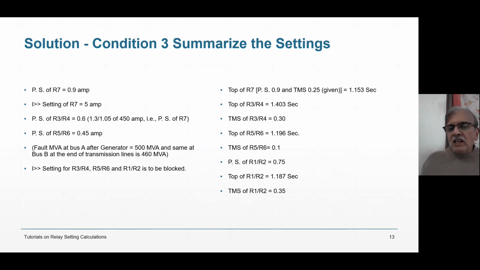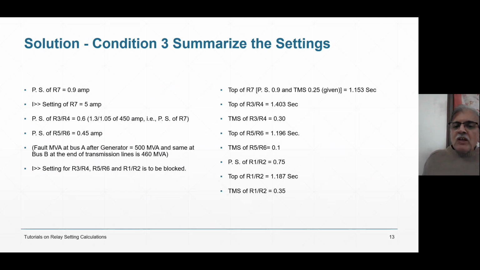I cannot set that, right? And because the current passing through R7 is less than 5, it will not operate instantaneously because my fault level is less. It was 700 MVA earlier, it is 460 MVA. So for 460 MVA, the current will be less than 5, therefore it will not operate instantaneously. So I have to calculate time of operation of R7, 3 upon log PSM into TMS, which is 1.153. Top of R3, 0.25 second.